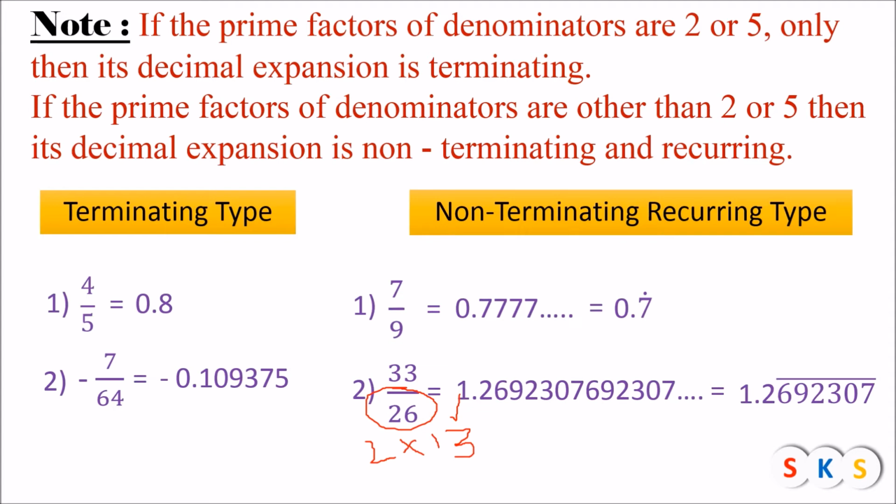So make a note: if the prime factors of the denominator are only 2 or 5, then only will the decimal expansion be terminating, and if the prime factors of the denominator are other than 2 and 5, then the decimal form would be non-terminating and recurring.